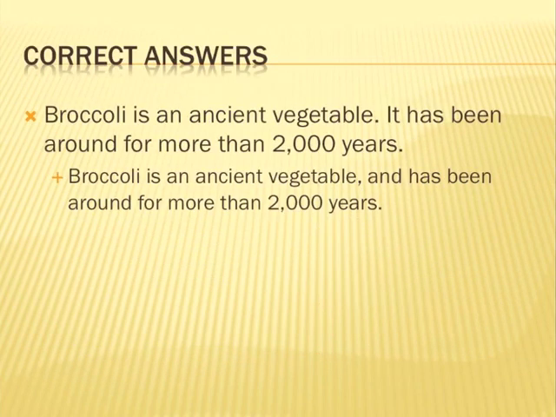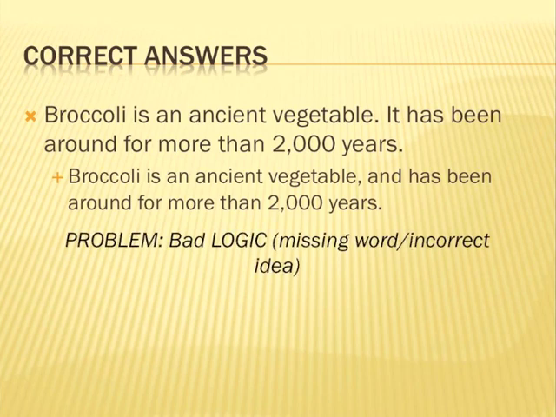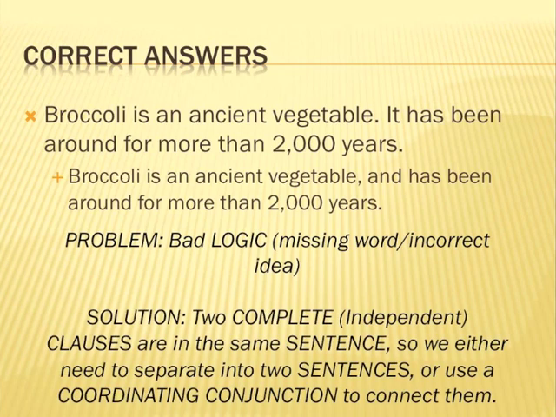In our second example, the problem was we had two complete ideas, but we didn't demonstrate how exactly those ideas need to be shown to relate to each other. So in this case, we were missing a word or we had an incorrect idea. Since we had two complete clauses, we needed to separate them, either into two complete sentences, which of course we did here with a period, or we needed to add some sort of conjunction to connect them.